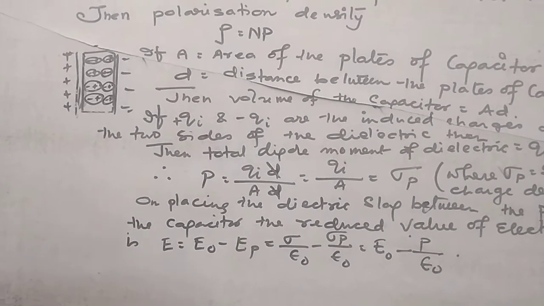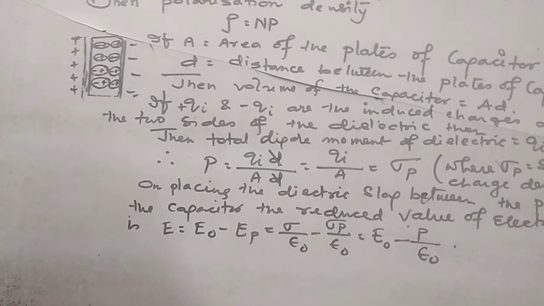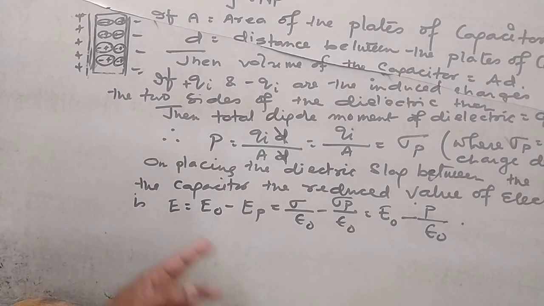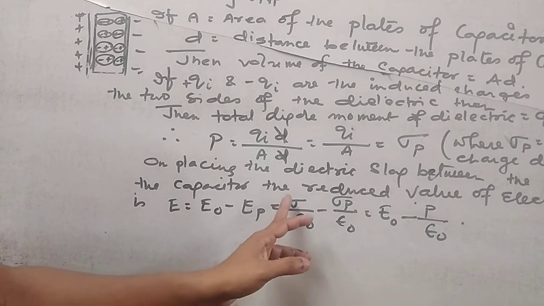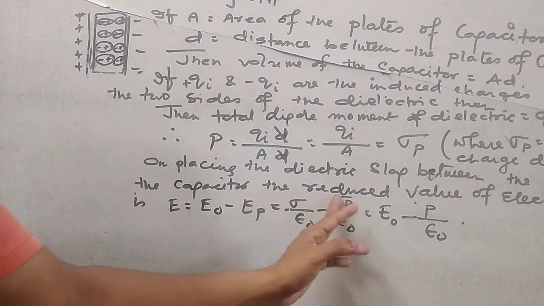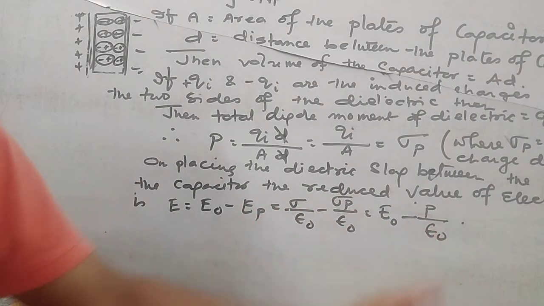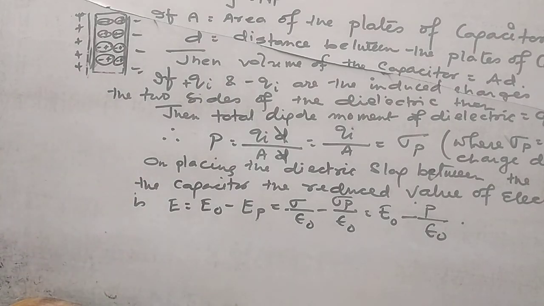And we know that on placing the dielectric slab between the plates of the capacitor, the reduced value of the electric field will be E equal to E naught minus E_P. So sigma by epsilon naught is the value of E naught and sigma_P by epsilon naught is the value of E_P. So here we get E equal to E naught minus P by epsilon naught. So this is about polarization density. Is it clear? So that is all for today.